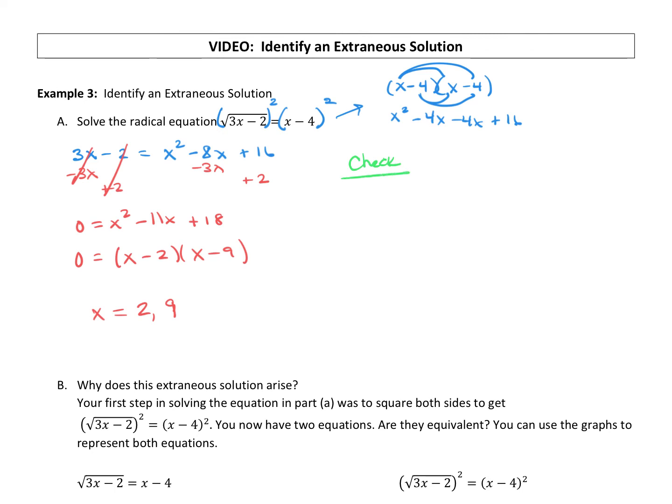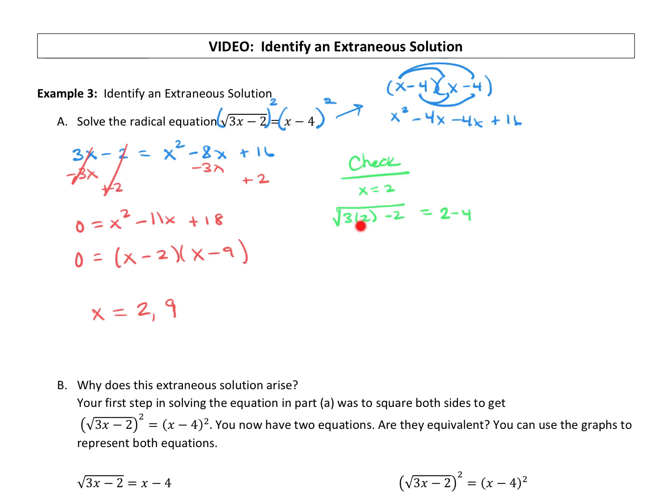So we're going to check first, does x equal 2? So we go back to the original equation. We have the square root of 3 times 2 minus 2. We want to know if that equals, on the right side we have x minus 4, so I'm going to plug in a 2 for the x, so 2 minus 4. Again, don't cross your equal sign when you do your check. Just simplify the left, simplify the right, see if you have a true statement.